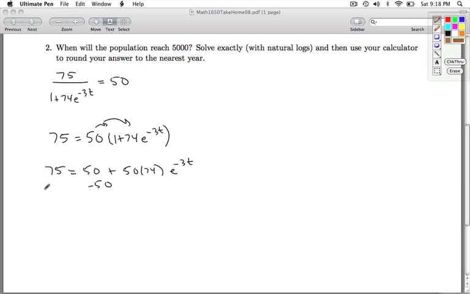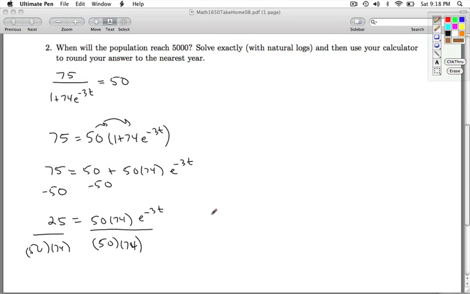I'll subtract 50 off both sides. I get 25 is equal to 50 times 74 e to the minus 3t. And the reason I didn't bother to multiply this out is because I knew I would be eventually dividing by it, and this is going to keep it easier for me to try to simplify. So I finally get e to the negative 3t equal to what? Well, let's look here. I've got 1 over 2 times 74. That's 148.